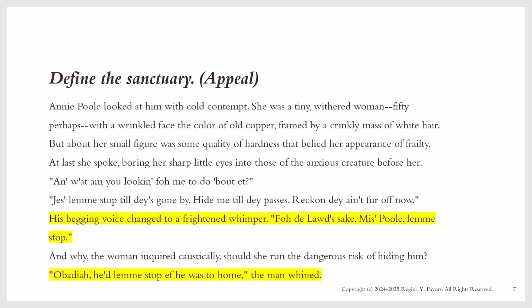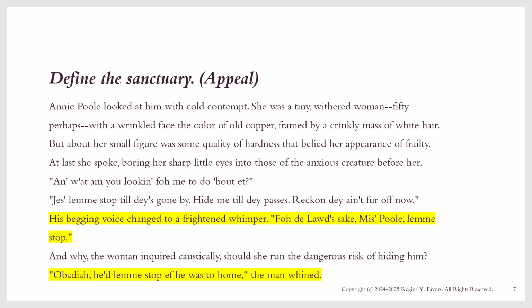All right, define the sanctuary appeal. Annie Poole looked at him with cold contempt. She was a tiny, withered woman, 50 perhaps, with a wrinkled face the color of old copper, framed by a crinkly mass of white hair. But about her small figure was some quality of hardness that belied her appearance of frailty. At last she spoke, boring her sharp little eyes into those of the anxious creature before her.